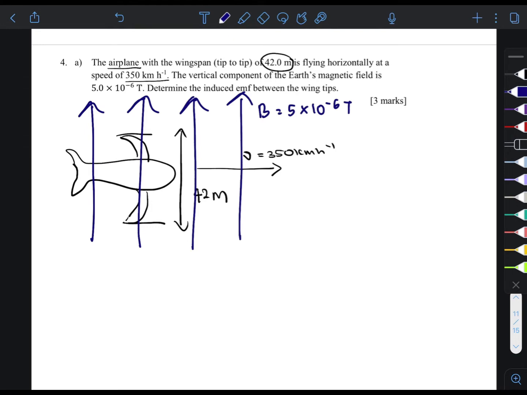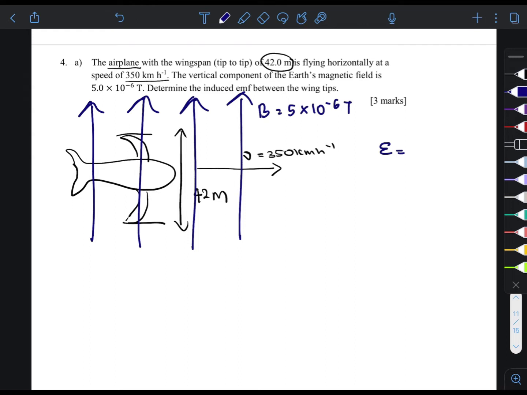So the question asks to determine the induced EMF between the wing tips. Okay, so we are trying to find the induced EMF between the wing tips. Untuk kawasan sinilah, for the length of the wings dekat sini. Between the tips, from the tip to the tip here. So EMF dekat sini will be induced, as we know from chapter 5.